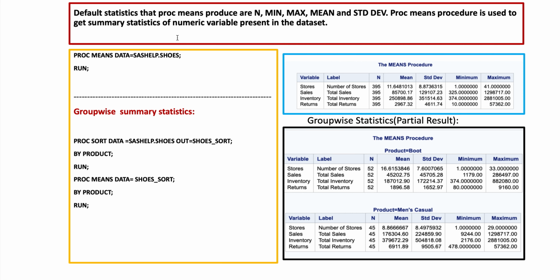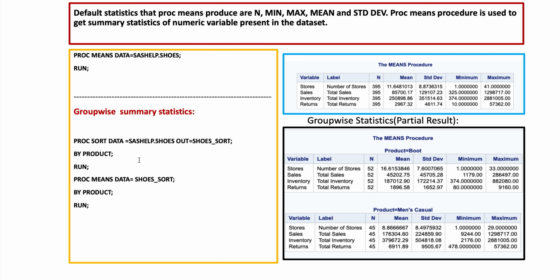This is the result obtained from simply the Proc means procedure, without any other options or statements. Sometimes we have to get the result or statistics by group, that means group wise. In this example, we are going to get the values by using the product as a group variable. That means product wise we are going to get statistics for the shoes data set.